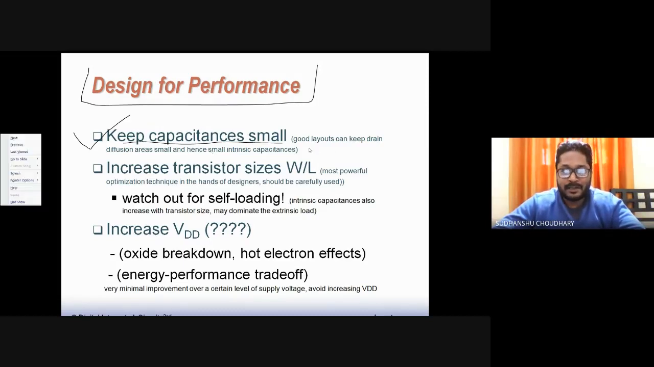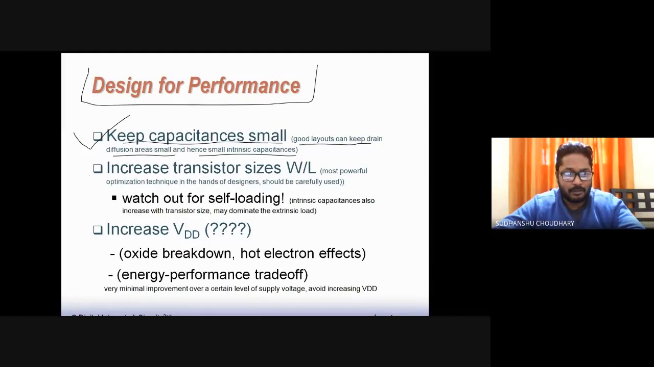So how to keep these capacitances small? Good layout practices. If you are very careful at the layout, one can bring down the drain diffusion capacitances. If the drain diffusion areas are small, that can only be achieved if you are careful at the layout. So try to make the drain diffusion area as small as possible, so that the capacitance is also small. Hence, small intrinsic capacitances can result.